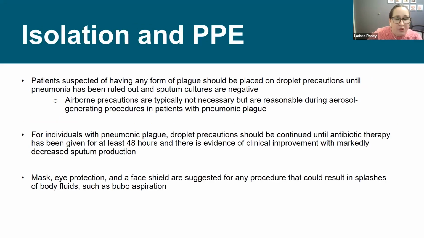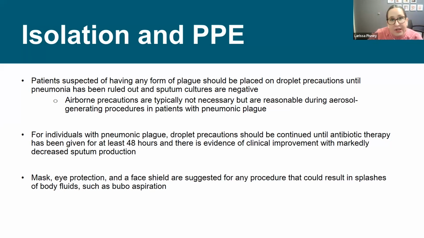And then if you're a healthcare worker taking care of someone with suspected or confirmed plague, these patients should be placed on droplet precautions until pneumonia has been ruled out and sputum cultures are negative. Airborne precautions are typically not necessary, but certainly are reasonable during aerosol generating procedures in patients with pneumonic plague. As we've certainly learned over the course of the last several years, droplet to airborne does occur across the spectrum, and even organisms that are typically thought of as droplet can potentially be aerosolized during these types of procedures.